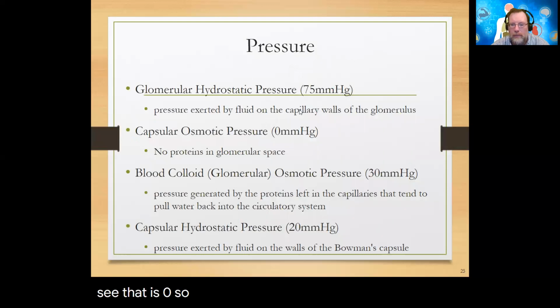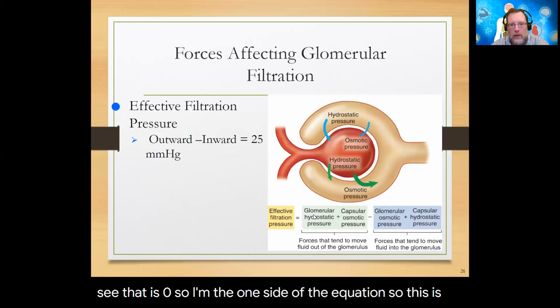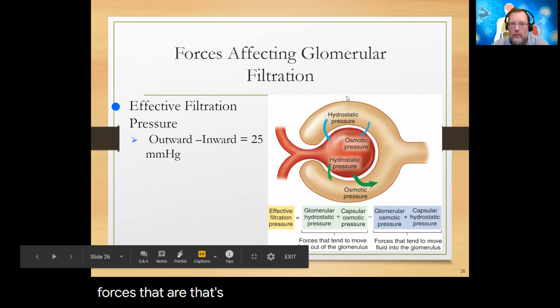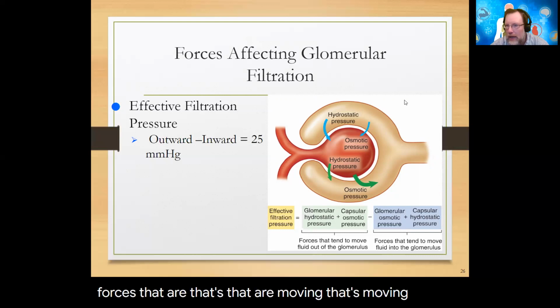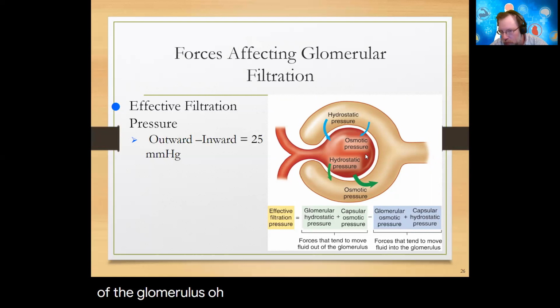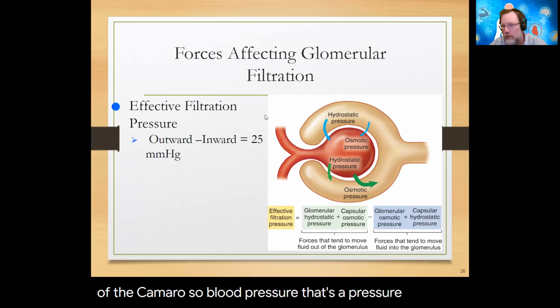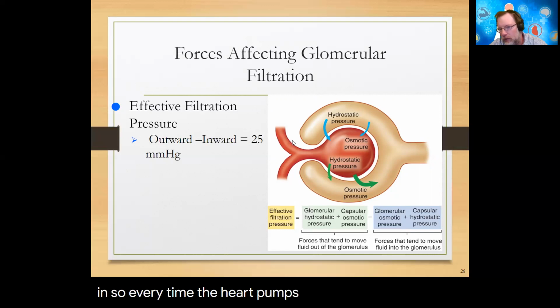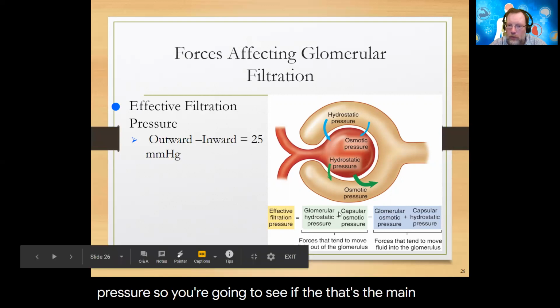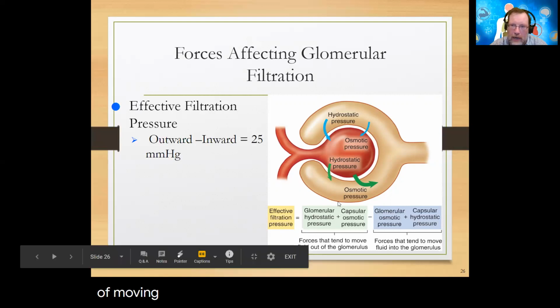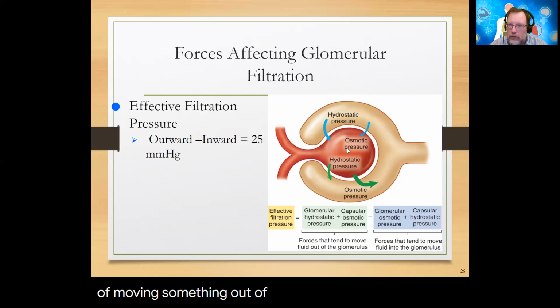So on the one side of the equation, these are forces that are moving fluid out of the glomerulus. So blood pressure. There's a pressure coming in. Every time the heart pumps, blood's just rushing and branching, and then it hits the wall. But this wall has holes in it. That's hydrostatic or blood pressure. So you're going to see that's the main force of moving something out of the bloodstream. Okay.